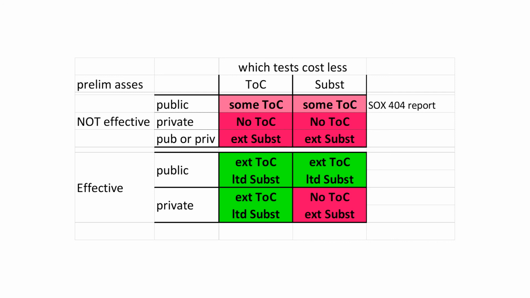If the controls are effective, then by default, I'm going to take the reduced level of control risk approach. Do extensive tests of controls, and I can limit the extent of my substantive testing. The wrinkle or the exception is if it's a private company and I believe substantive tests will cost less than tests of controls, I'm going to take a primarily substantive approach, perform no tests of controls, and perform extensive substantive tests.